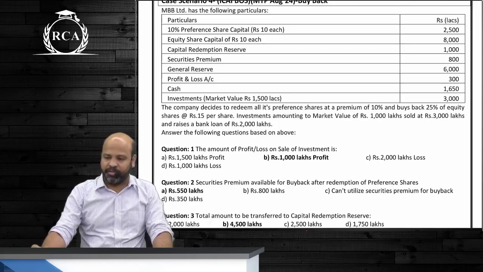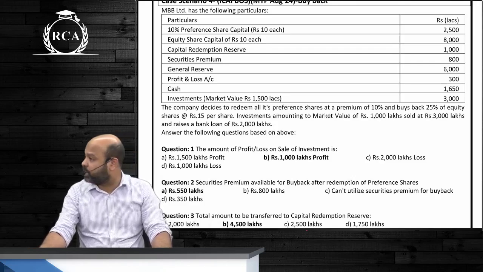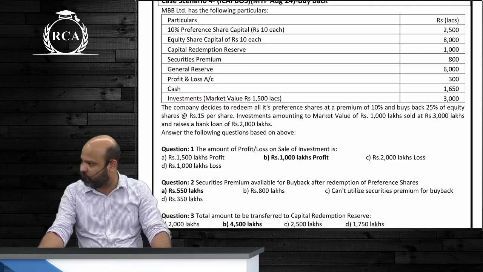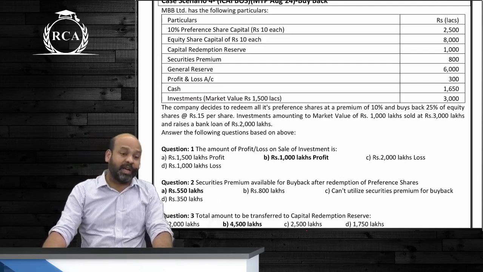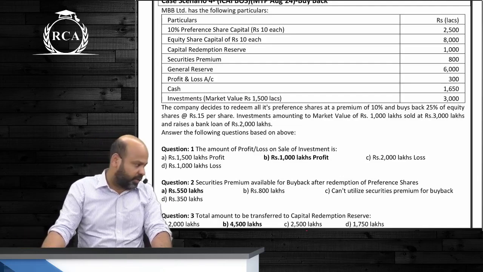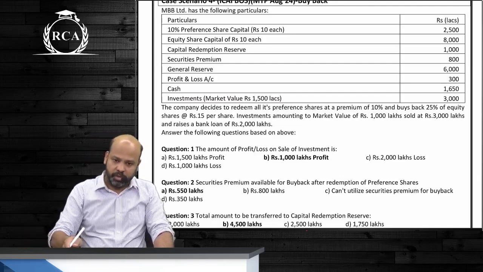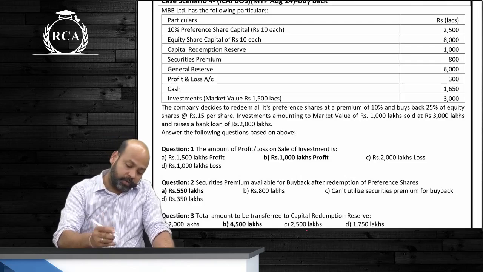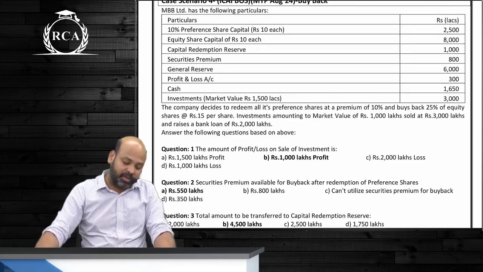Premium on redemption of preference shares, unless otherwise given, will not be adjusted against securities premium. It is going to be adjusted against free reserves only. And then you will have to create CRR out of free reserves. What will be the journal entry for that? Same, free reserves account debit to. Is that clear, guys? So this preference share capital is 2,500 lakhs.